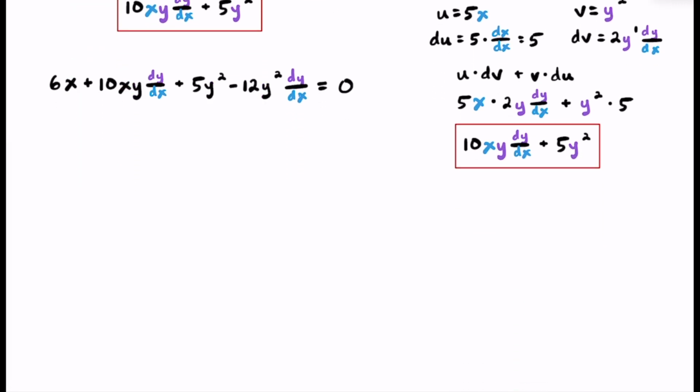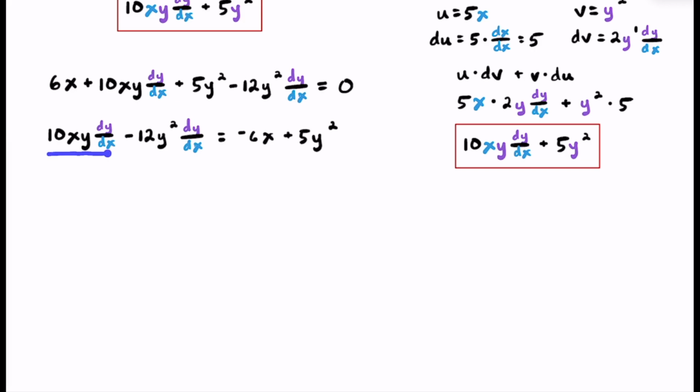Let's go ahead and just focus in on these two terms because they both have this dy/dx and that's what we are solving for. So we want to get those two terms together so we can get this dy/dx together. We can do that by going ahead and subtracting 6x from the left side and the right side, then subtracting 5y squared from the left side and subtracting 5y squared from the right side. If we go ahead and do that, we're going to be left with this 10xy dy/dx minus 12y squared dy/dx, and that's going to be equal to -6x plus this 5y squared on the right side.